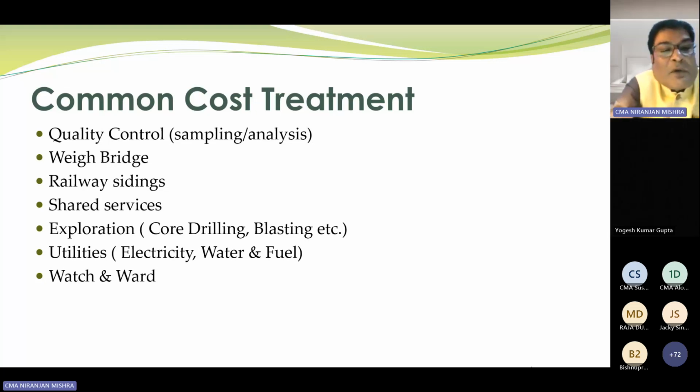Then come to the watch and ward. Similarly, in case of watch and ward, you can see the security guards are engaged in the lease area. Somebody is engaged to guard the stocks. Somebody at the OB level, somebody at the OB colony area, somebody in the admin area. In that case, we have to find out the number of watch and ward, and accordingly, as per the number of deployment, we can tag the cost and book it in the respective cost centers or respective items like selling overhead or production overhead.